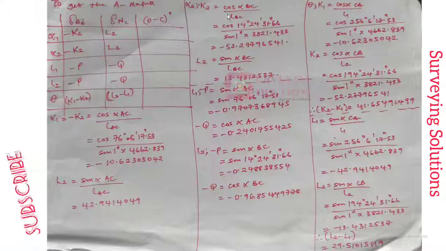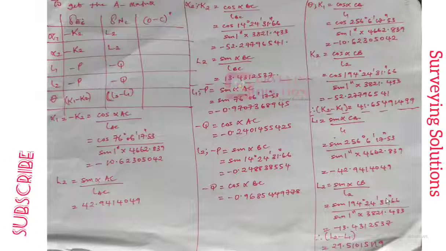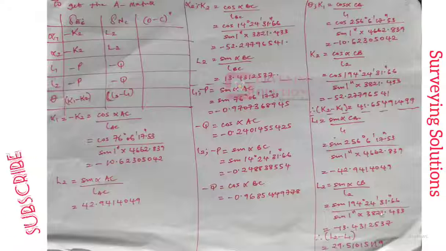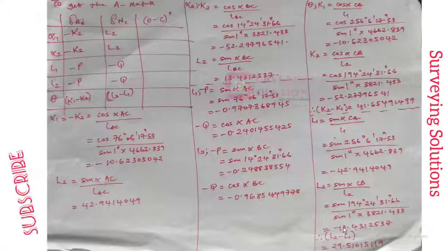We know what BC is. BC is 14. So CB will be what? 180 plus 14. So we have 194, 24, 31.66 degrees, minutes, seconds respectively, divided by sine 1 second, multiplied by what? This is our length. So we are converting this length to what? To angular equivalent.